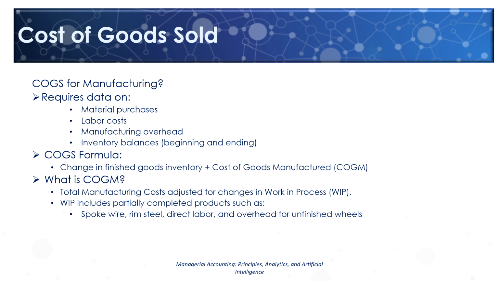Now, to compute cost of goods sold, we also need to know cost of goods manufactured. That relies on material purchases, labor costs, manufacturing overhead, and inventory balances. The formula for cost of goods sold is a change in finished goods inventory plus cost of goods manufactured. So what is cost of goods manufactured? It's the total manufacturing costs adjusted for changes in work in process. Work in process includes partially completed products such as spoke, wire, rim steel, direct labor, and overhead for unfinished wheels in the Bob Willis example.